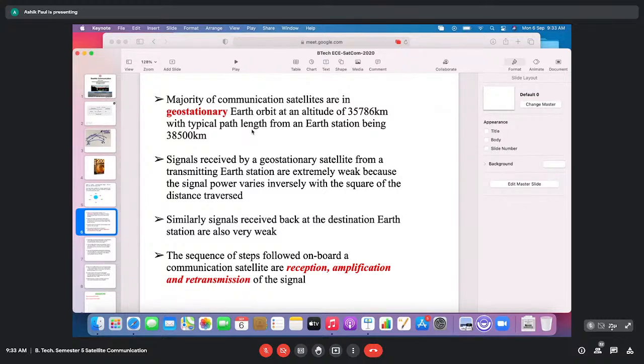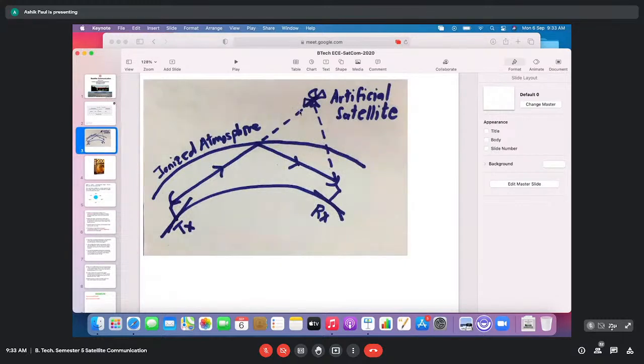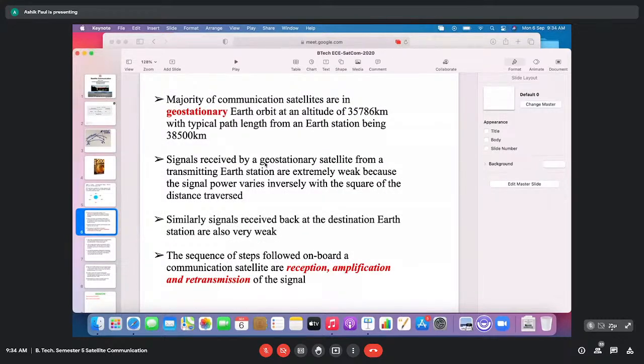Now, one of the important points to consider here is that these signals are traversing such a long distance one way. From the transmitter to the satellite, it's something like 38,500 kilometers. Then again, from the satellite to the receiver, it may be something like that. So basically, the signals received by the geostationary satellite are extremely weak because, as I was mentioning, the signal power varies inversely with the square of the distance traversed. Similarly, the signals received back at the receiving station will also be extremely weak.